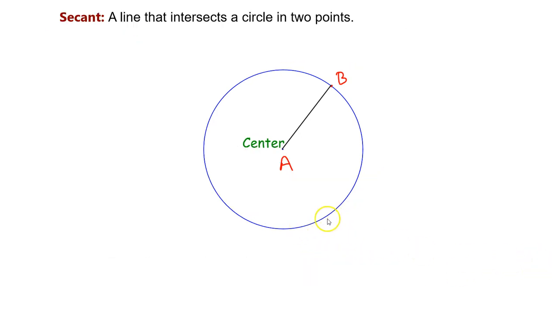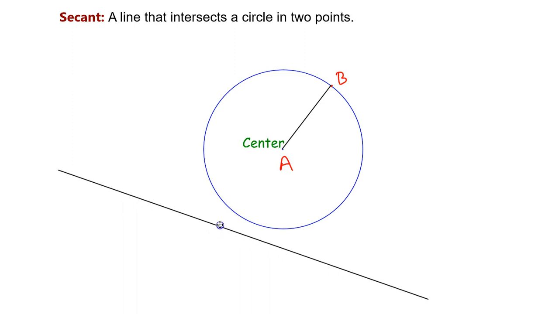Now next we have a secant. What is a secant? It is a line that intersects the circle in 2 points. Okay, first let us see. Here we have a circle with center A. Now a line. What is the relation between this line and the circle? At first I see that there is no connection between those two. The line is by itself and the circle is by itself. There is no relationship between them.